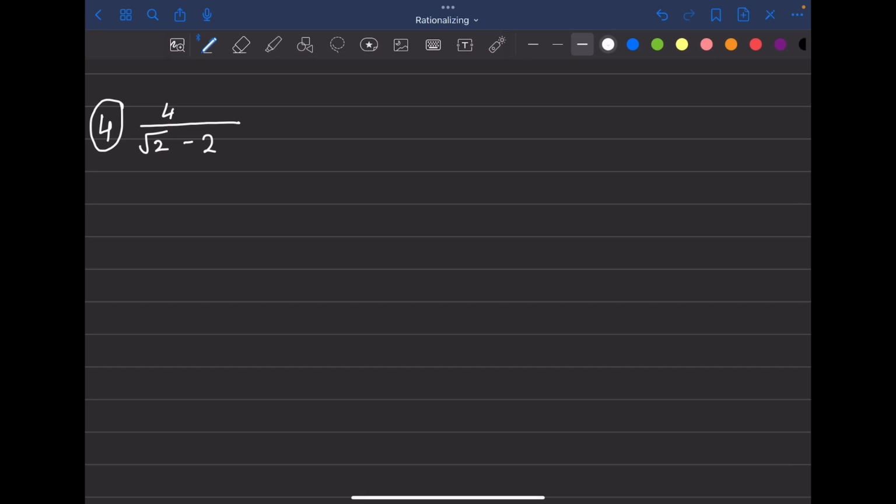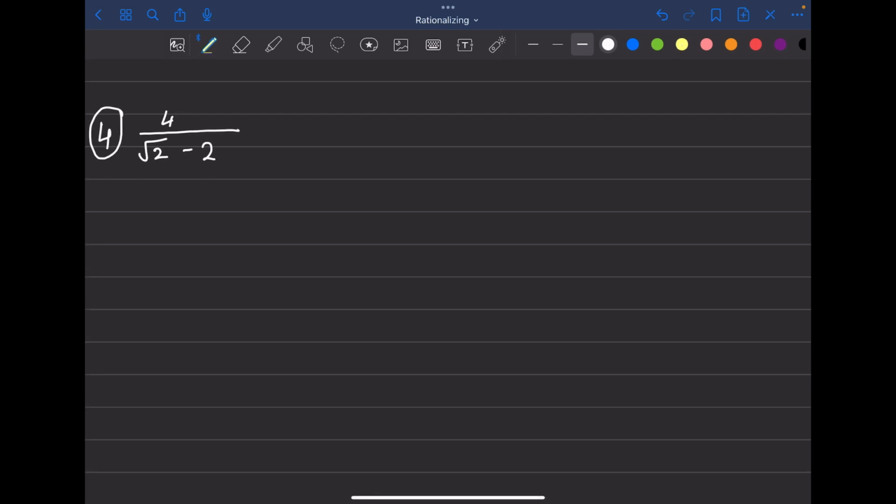Okay, question number 4. This time we cannot do anything to the question before starting it. So what we gotta do is multiply the top and bottom by root 2 plus 2. And the numerator and the denominator, once again, this is equal to 1, so we're not changing the question. But yeah, this will give us 4 times root 2 is 4 root 2.